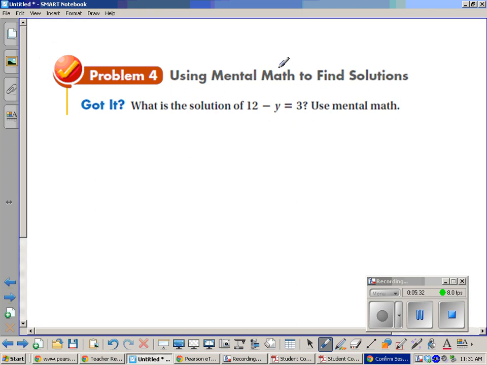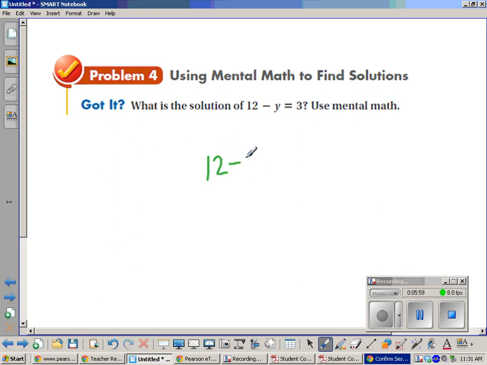Now, we're going to use mental math to find a solution. Again, a solution is what makes the equation true. So what could we subtract from 12 to get 3? We need to just do some trial and error. You could do 12 minus 8 and see what you got, and 12 minus 9 and see what you got. So by trial and error, you could actually figure out what the solution is for y.